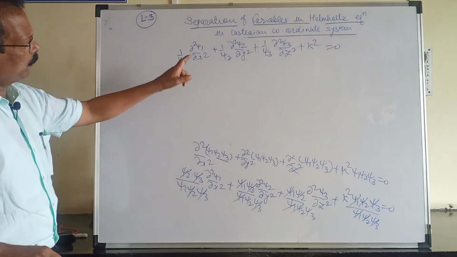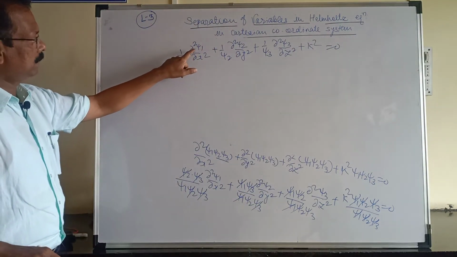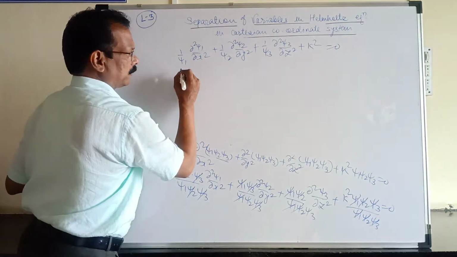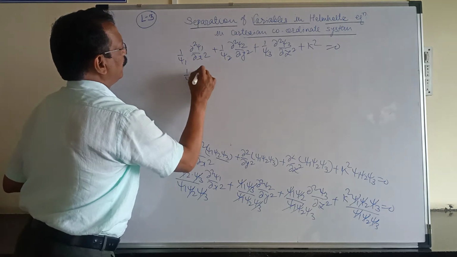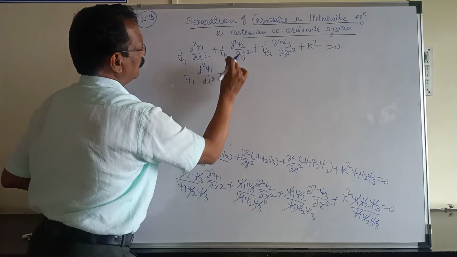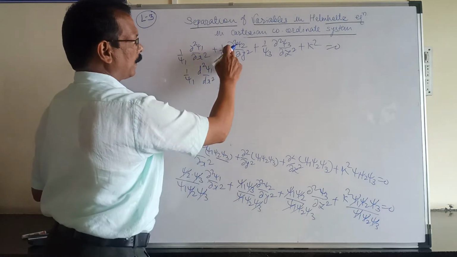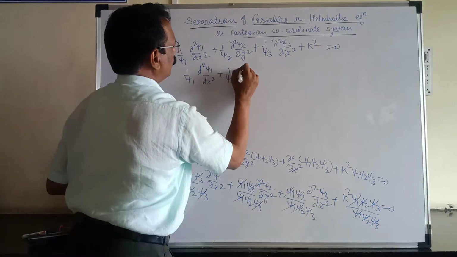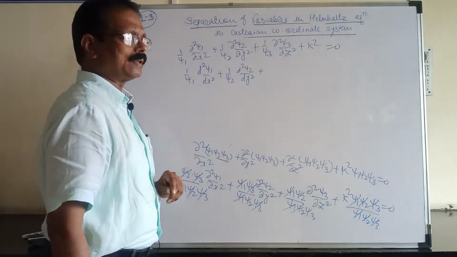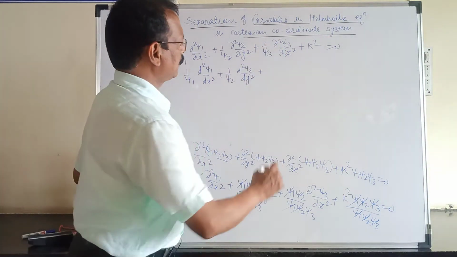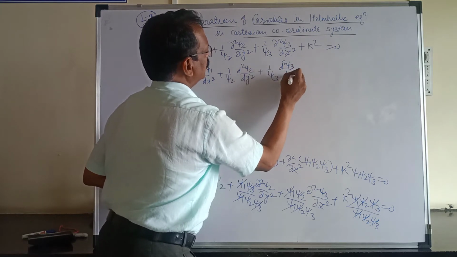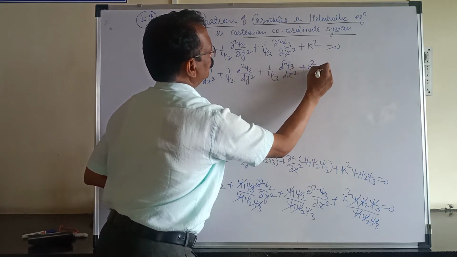Now we have to replace the partial derivative by an ordinary derivative, because psi 1 is a function of x only. So instead of the partial derivative we can write d. So this equation can be written as 1 upon psi 1 d2 psi 1 by dx square plus, similarly psi 2 is a function of y only, so we write 1 upon psi 2 d2 psi 2 by dy square plus, in this case psi 3 is a function of z only, so we replace it by d as well: plus 1 upon psi 3 d2 psi 3 by dz square plus k square is equal to 0.